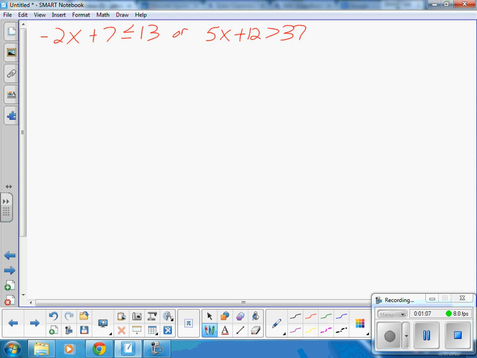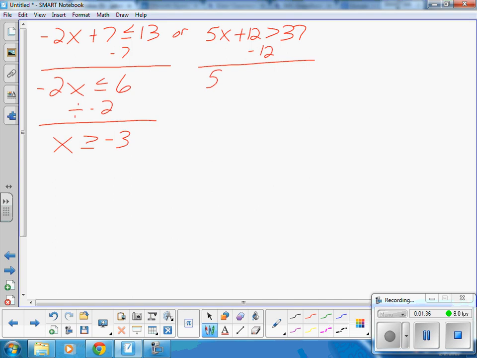So over here on the left one first, I'm going to subtract 7 from both sides. When I do that, that's negative 2x is less than or equal to 6. I then divide both sides by negative 2. Remember, the inequality reverses, so I get x is greater than or equal to negative 3. On the next problem, I have to subtract 12. So we have 5x is greater than 25. Divide both sides by 5, and I get x is greater than 5.